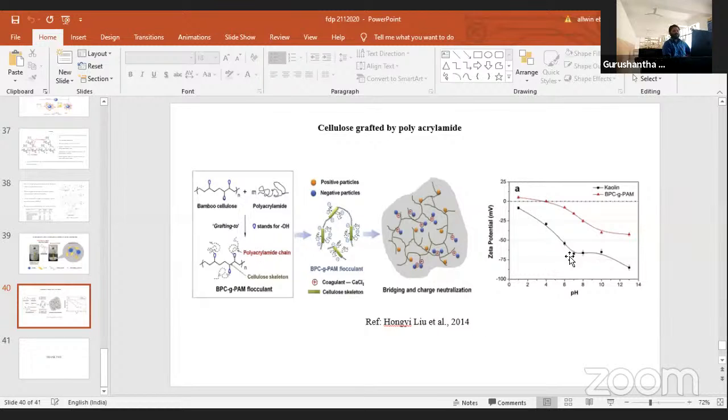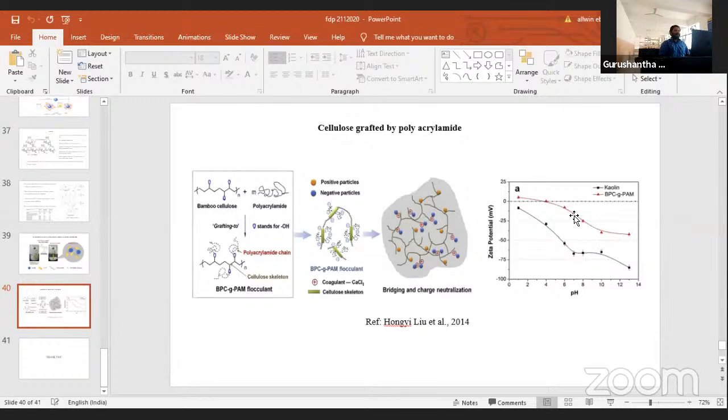wastewater. From this graph, we can observe one is the kaolin material, which is used as a coagulant, and the other is bamboo cellulose with grafted polyacrylamide polymer. You can see that up to pH 4, it exposes a strong positive surface charge. After pH 4, it exposes a negative surface charge. So it is clearly stated that from pH 2 to 4, we can remove negative surface charge species, because it exposes a cationic surface charge there. And at higher pH, we can use it for removing positive species, because it exposes a negative surface charge.